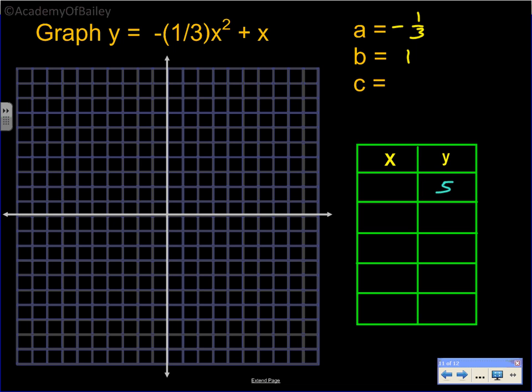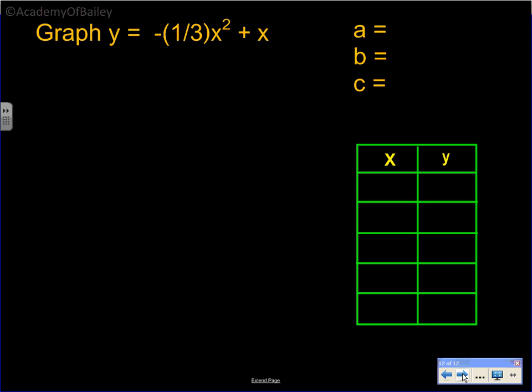B is going to be 1, and what's C in this case? There is no C because it just says +0 out there. We don't need to say +0. You should notice that it's nothing out there. Okay. If you want to work this one out on your own, go ahead.